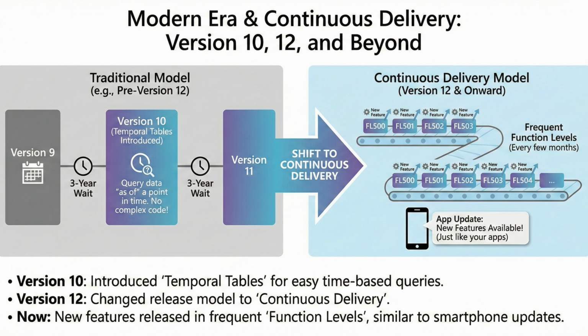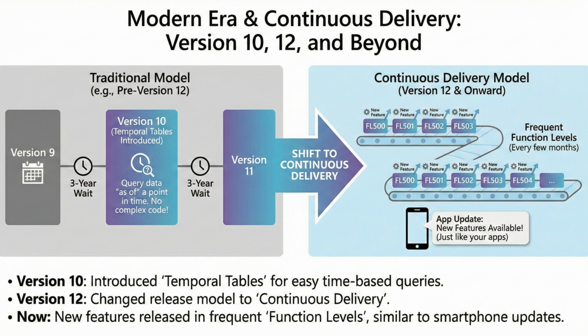Fast forward to the modern era. Version 10 introduced temporal tables, allowing you to query data as of a certain point in time without complex coding. Version 12 changed the release model entirely. Instead of waiting 3 years for a new version, IBM moved to continuous delivery.